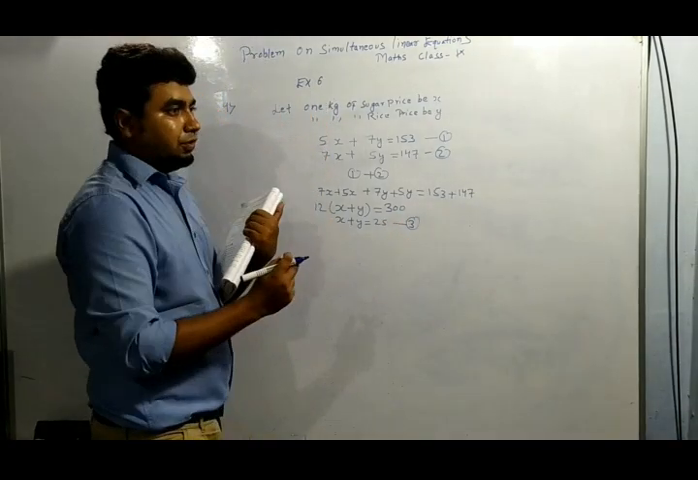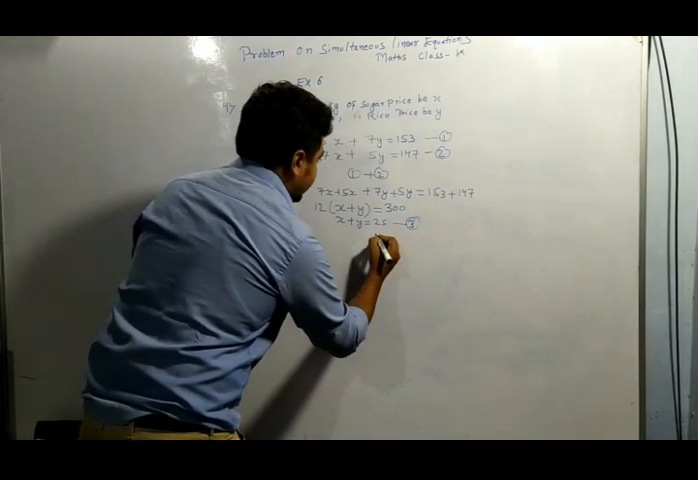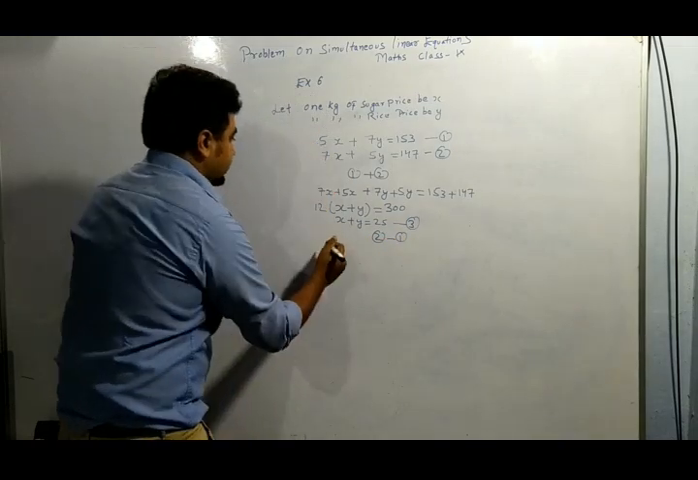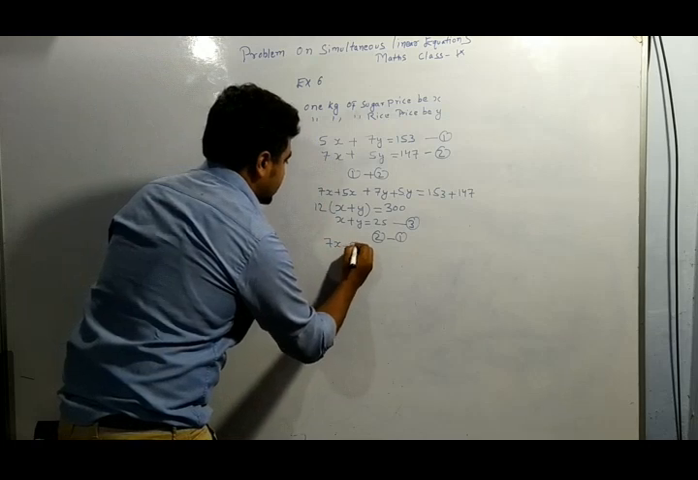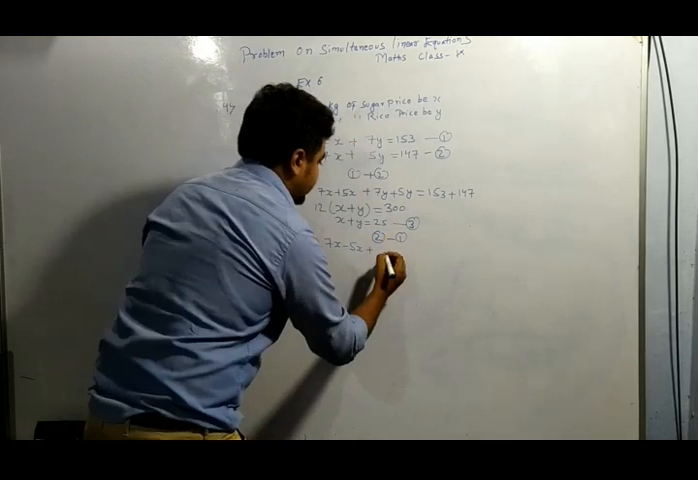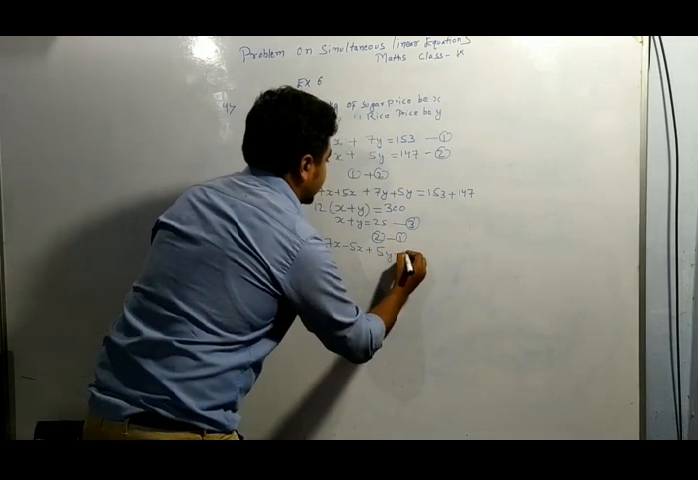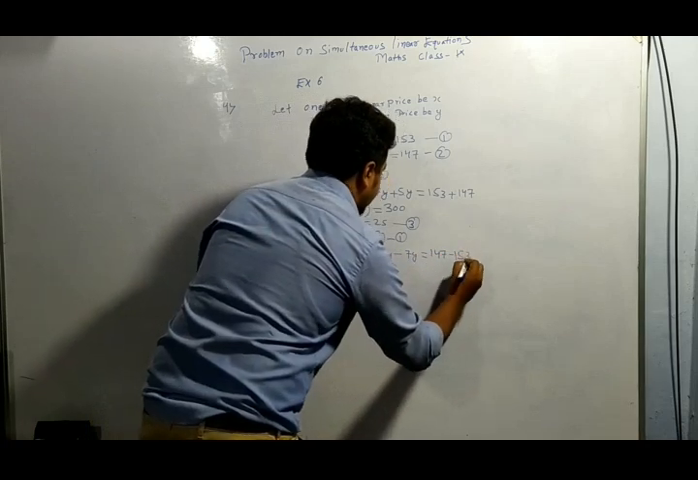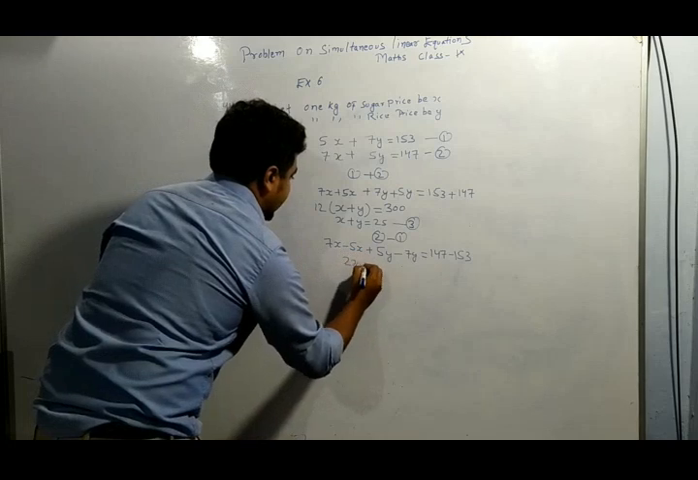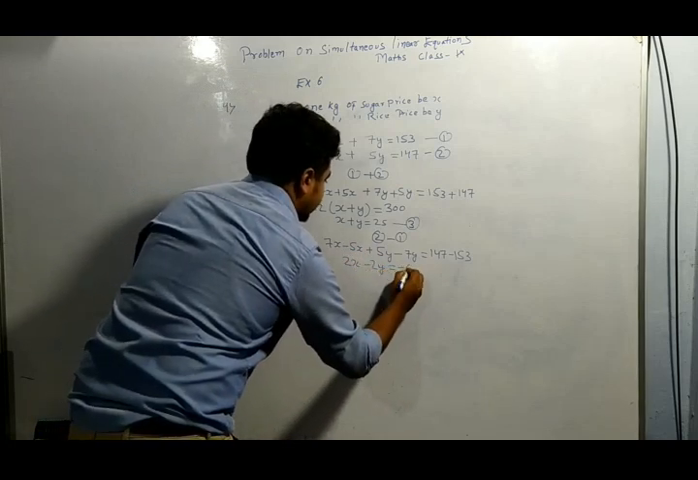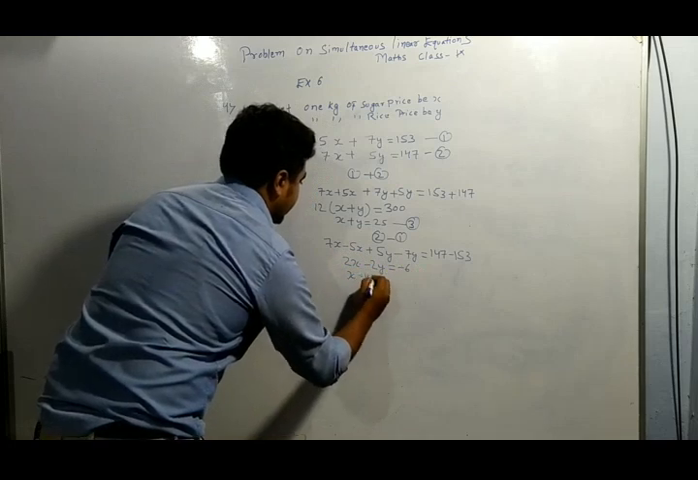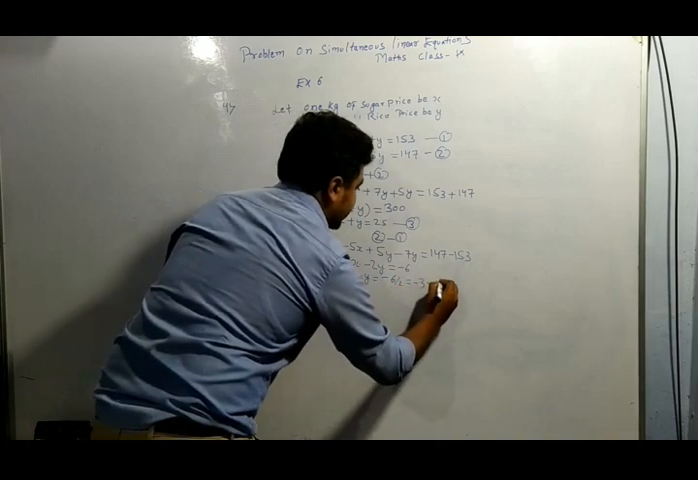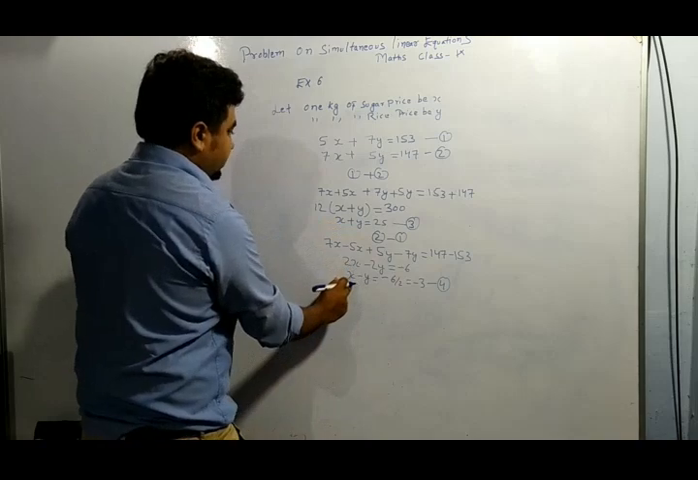Now the other equation you can form is by subtracting 2 minus 1. From here you will be getting 7x minus 5x, and 5y minus 7y is equal to 147 minus 153. So we are getting 2x minus 2y equal to minus 6. If I take 2 as common and divide, it will come minus 6 by 2, which is equal to minus 3. This is equation 4.